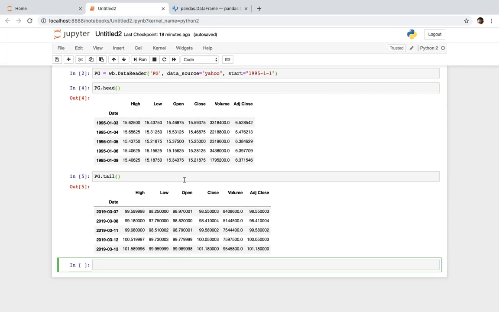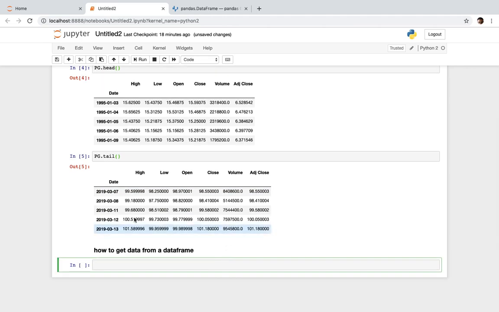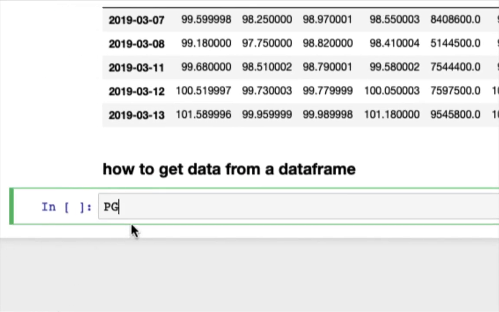So let's see how to get data from a data frame. A legitimate question that you should ask me is how do I extract data? Because you can watch them by asking PG tail, PG head, print PG, but how do you get the data? Well, I found several methods. One is pg.take.